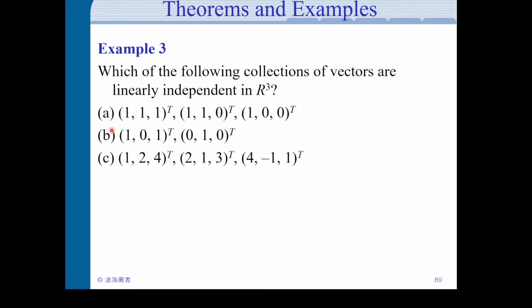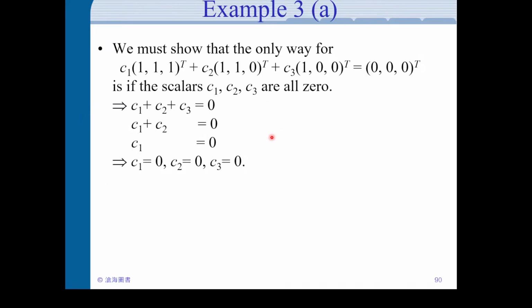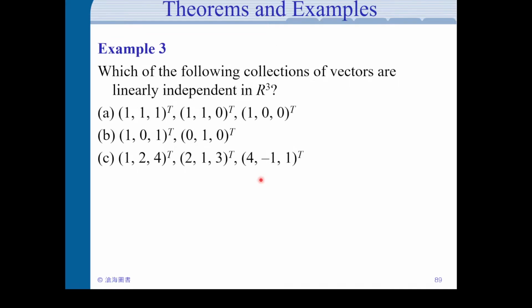So this set was spanning the whole R3 with 3 vectors, and we feel from that that it should be linearly independent. In fact, it will be, and let's do the calculation. We have C1 vector 1 plus C2 vector 2 plus C3 vector 3 all equal to 0. You solve this and you see that C1, C2, C3 all need to be 0. And the second one is also linearly independent.